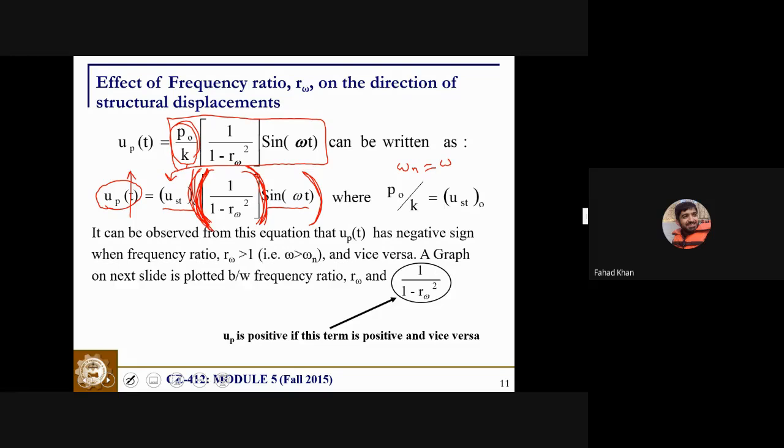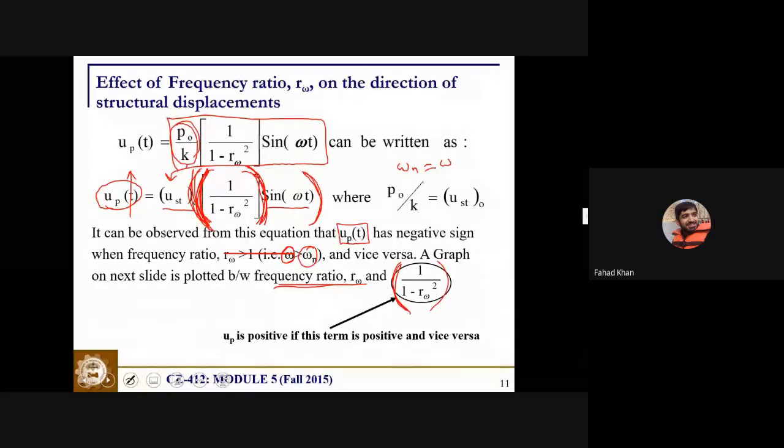Now it can be observed from this equation that UPT has a negative sign when the frequency ratio r omega is greater than 1. That is, the forcing frequency is larger than the natural frequency of the structure, and vice versa. A graph on the next slide is plotted between the frequency ratio r omega and this bracket term here. We haven't called it anything because we want to understand what this value in the bracket is doing with the displacement.